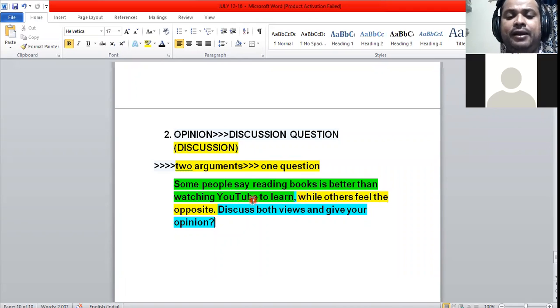So in the main body paragraphs, around 70 to 80 percent of the essay, you are going to discuss the arguments. You will be discussing these two arguments, and you'll be having an introduction, and at last you'll be stating your own personal opinion there. So a clear cut opinion will be derived after the discussion. So this is what the discussion question is.